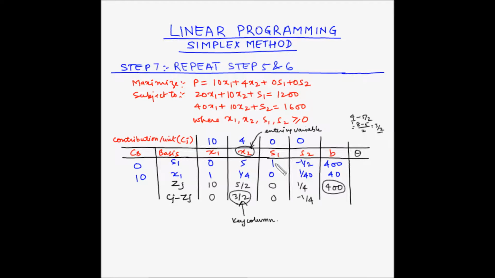So here 400 divided by 5, which is 80, and 40 divided by 1 by 4. So 40 divided by 1 by 4, this will become 40 multiplied by 4, which is equal to 160.